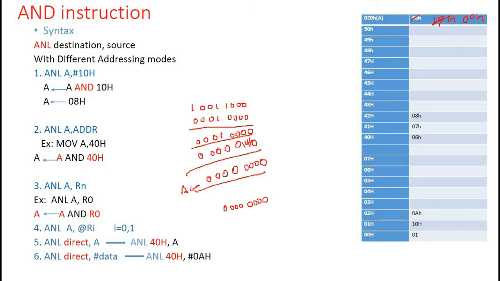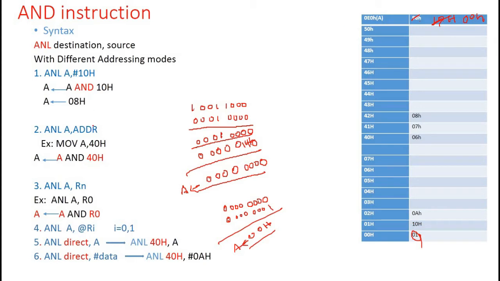And what is there in the R0 now? The RAM address of R0 is 00H, and the data present in R0 is 01H, that is 00000001. ANDing the two, we get 00H, and this 00 will be stored in the accumulator. So this again is 00H, right?